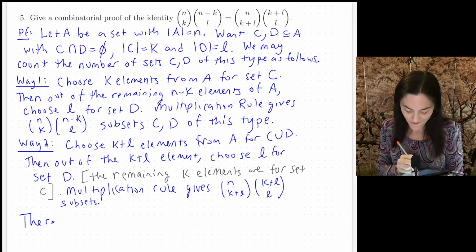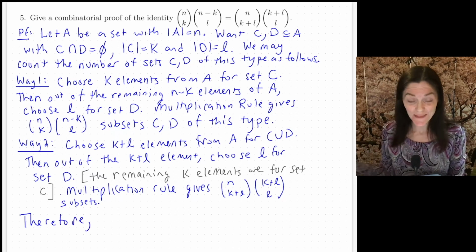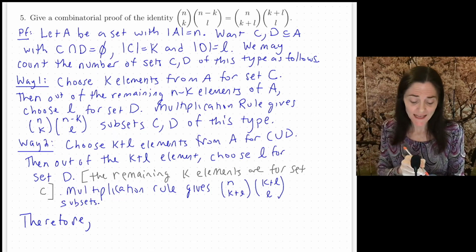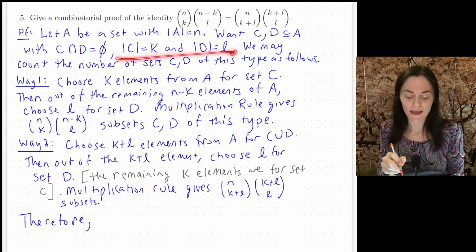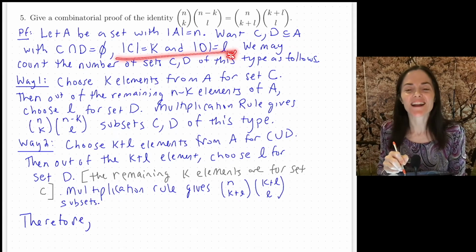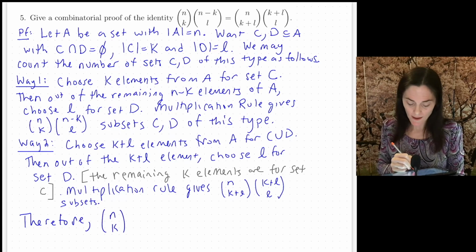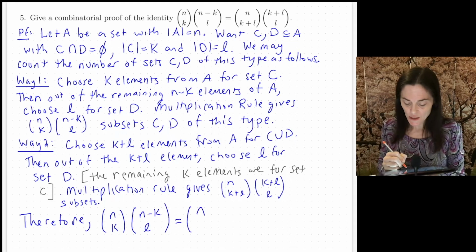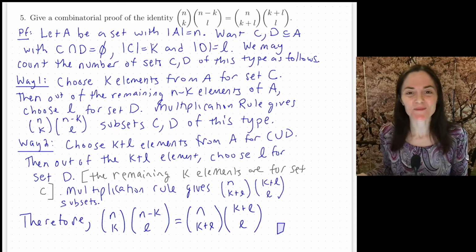We have shown the left-hand side and the right-hand side count the exact same thing. It's the number of subsets of A, C, and D that are disjoint, and cardinality of C is k, cardinality of D is L, and so therefore we have proved n choose k times n minus k choose L equals n choose k plus L times k plus L choose L. This is what we were trying to prove in this combinatorial proof.